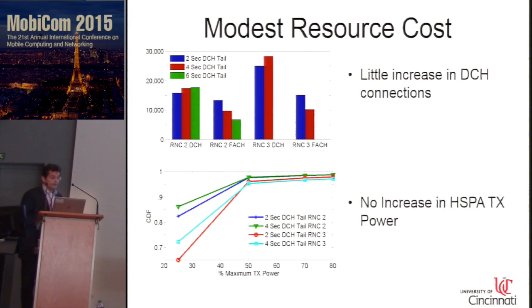The graph on the upper left shows that DCH connections, simultaneous DCH connections, increased in the order of 10 to 13% when the tail times were doubled, and an additional 12% when tail times were extended to 6 seconds. We also observed that the use of the FACH state decreases when DCH tail time is extended.